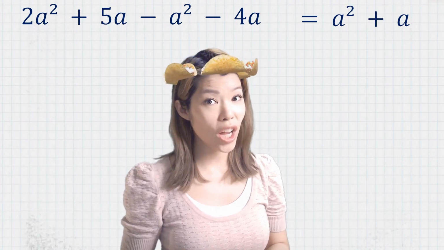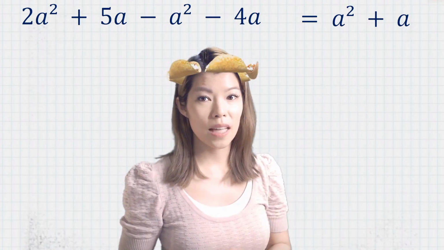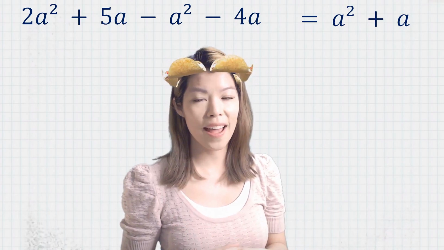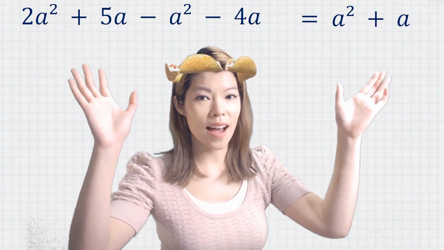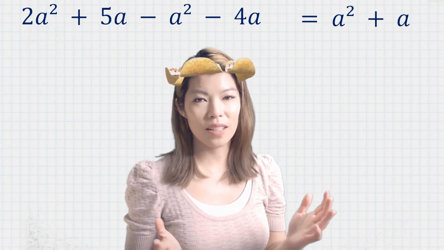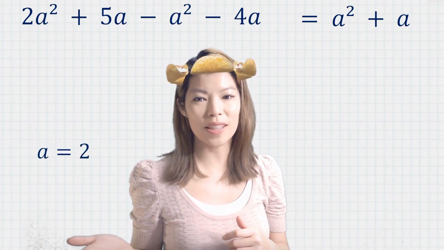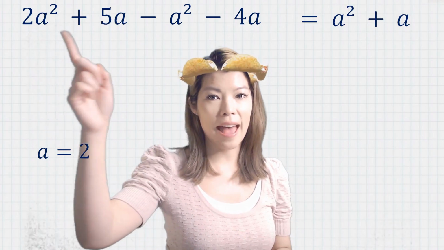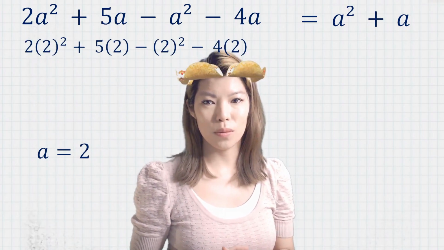And you can always check whether you're right or not by substituting a random value in for a. And if the left side and the right side equal each other, then you're correct. Let's pick a random number. We can just do like a equals 2, for instance. So if we substitute a as 2, we would get that.